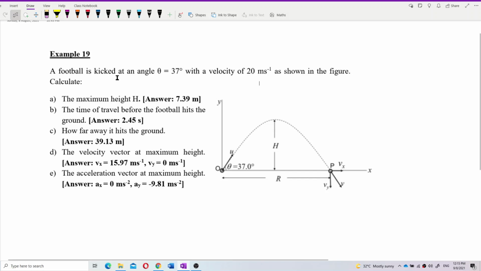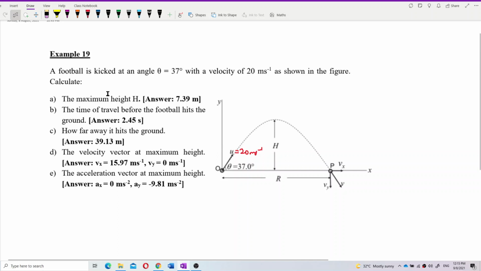A football is kicked at an angle theta 37 degrees with a velocity of 20 meters per second, as shown in the figure. Calculate. First of all, let us label the diagram. This is a projectile motion because it is kicked at an angle. We have the angle, and the velocity is 20 meters per second in SI unit.